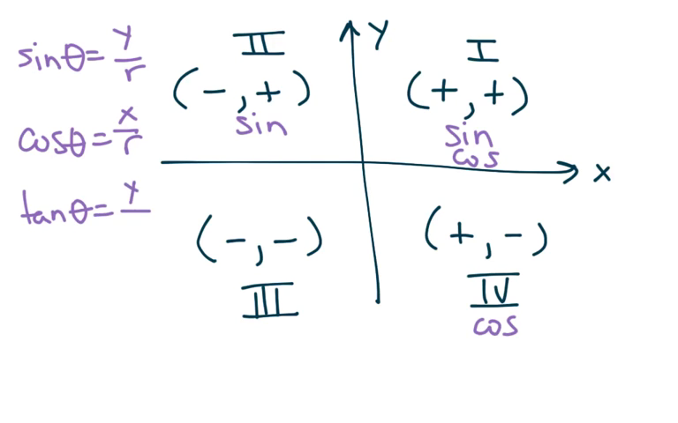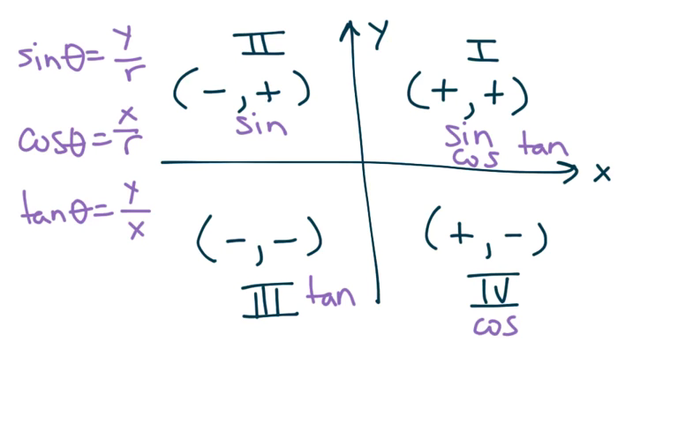Tangent is y over x. The only time that y divided by x will be positive is if y and x are both positive, or if they're both negative. Remember, a negative divided by a negative is a positive. So it turns out tangent is positive in quadrant 1 and quadrant 3. We have a method for helping us remember what quadrants sines, cosines, and tangents will be positive in.